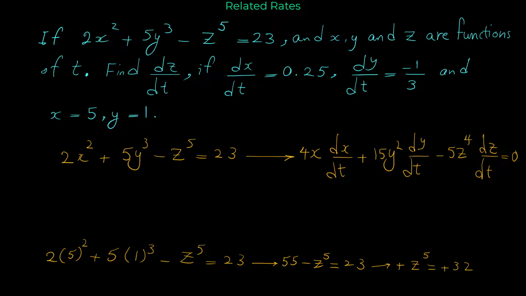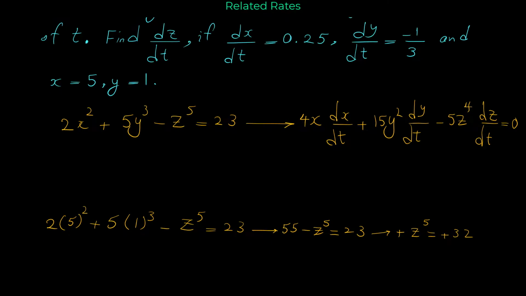So what is the value of z? Z is the fifth root of 32. The fifth root of 32 is 2. So from this equation, the value of z is 2. 2 to the 5 is 32. Now we have all the necessary values for finding dz over dt.